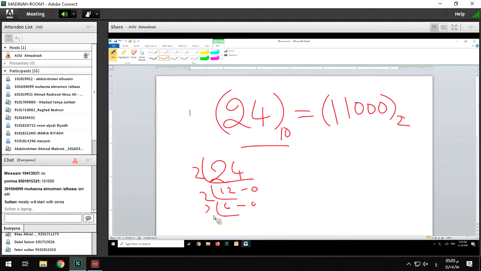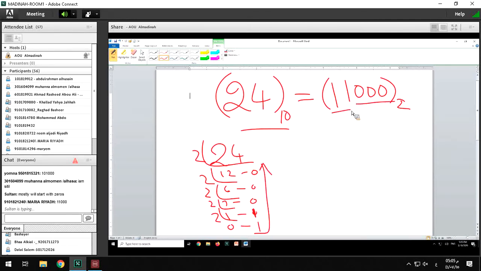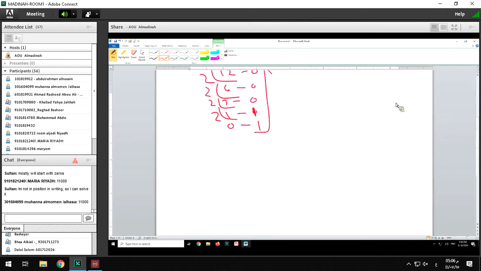Divide by 2, 0 remaining; divide by 2, 0 remaining; divide by 2, 0 remaining; divide by 2, 1 remaining; divide by 2, 0 times, remaining 1. So it is 11000. That's correct, Sultan. Now convert this 11000 into decimal.